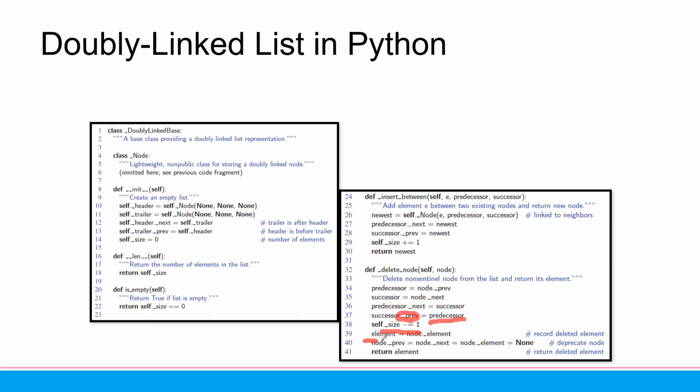And now the element will be the node dot element, and then the node dot previous and the node dot next will be set to none, because we want to remove it from the doubly linked list. And the last one, we just return the element. So it means the element has been deleted.